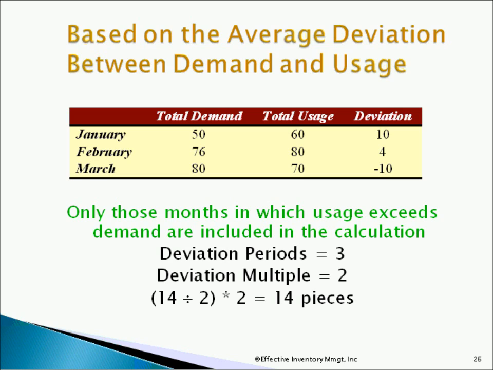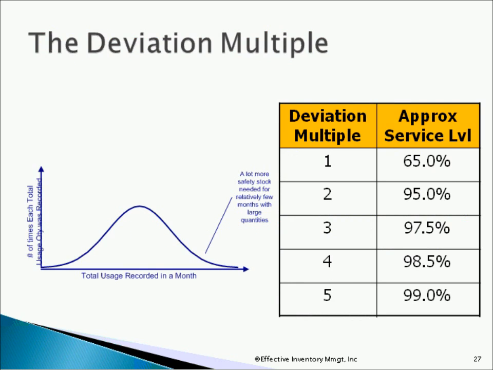The total deviation for those months where the forecast was less than usage, meaning I sold more than I forecast, is 14 pieces. Okay? January and February. I don't need safety stock for March. Why? Because I forecast I would sell 80 pieces. I only sold 70. I'm overstocked. So the deviation for the 2 months where my sales exceeded the forecast, 14 pieces, divided by those 2 months, would be 7.